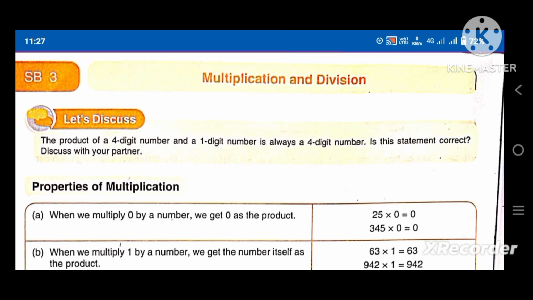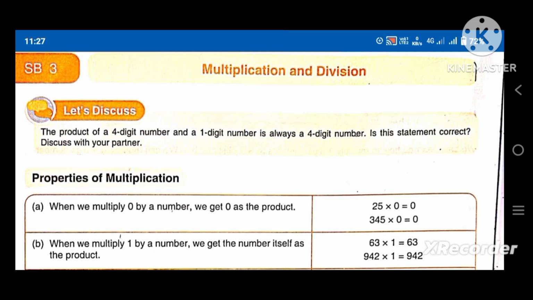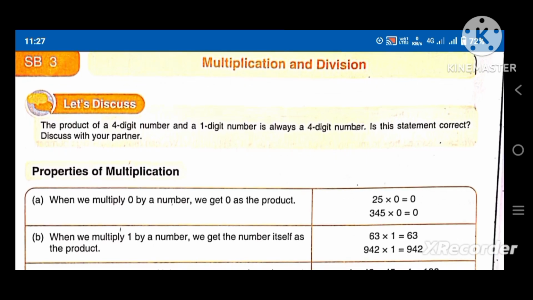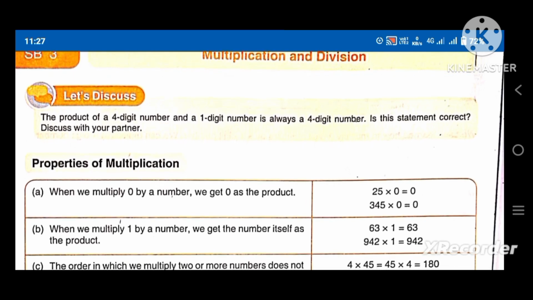Multiplication and division SB-3. Let's discuss. The product of a 4-digit number and a 1-digit number is always a 4-digit number. Is this statement correct? Discuss with your partner.